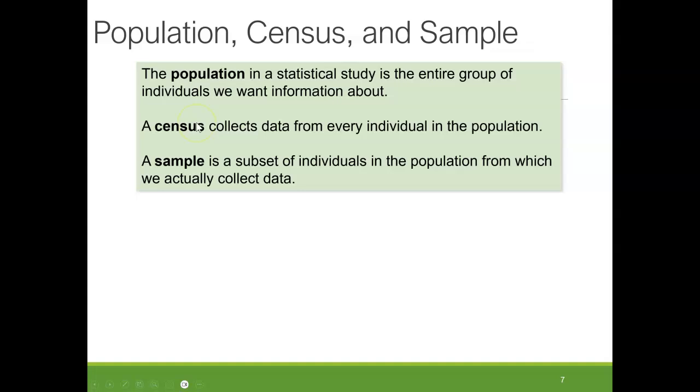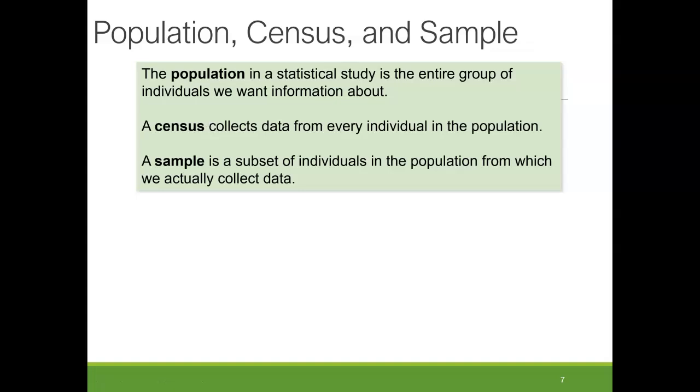As opposed to a sample, where you take a subset of the entire population and we collect data from that. There's a variety of ways in which you might create that sample, but the goal is usually looking for something that's pretty representative of the population as a whole. So almost never do we do a full census when collecting data.